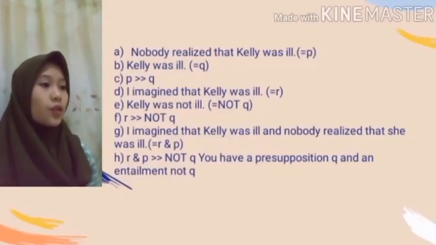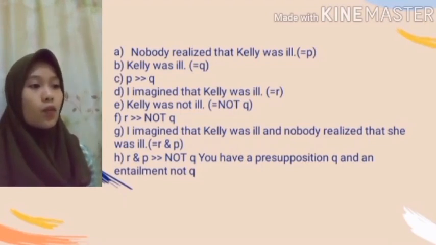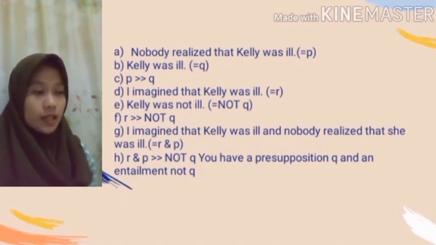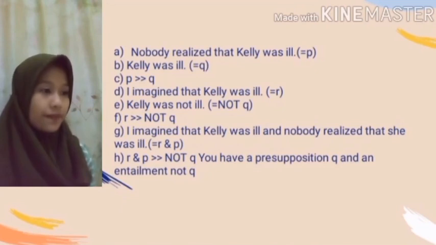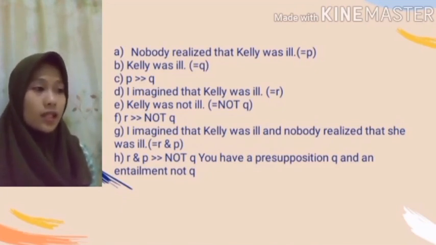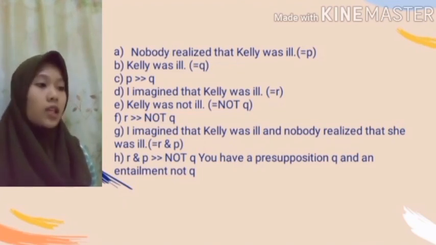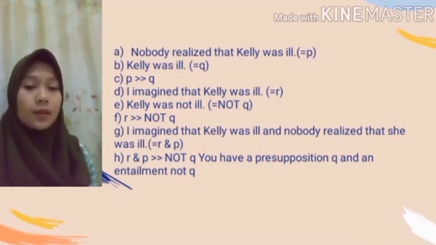The example: nobody realized that Kelly was ill. Call it variable P, and Kelly was ill as variable Q. So P presupposes Q. And I imagine that Kelly was ill, as variable R. Kelly was not ill, so not Q. R presupposes not Q. I imagine that Kelly was ill and nobody realized that she was ill: R and P. R and P presuppose not Q. You have to presuppose Q and an entailment not Q.